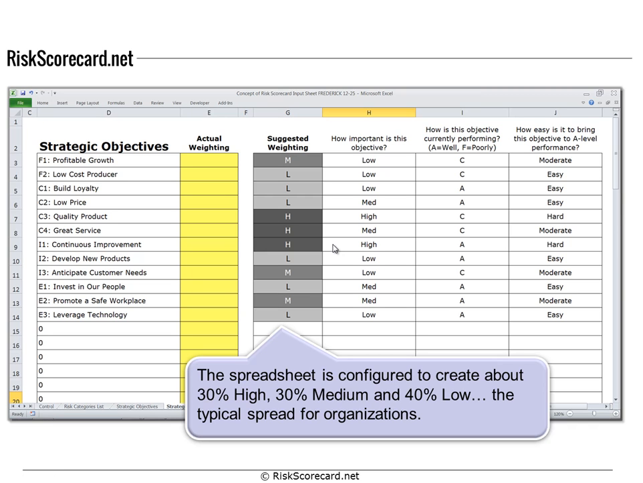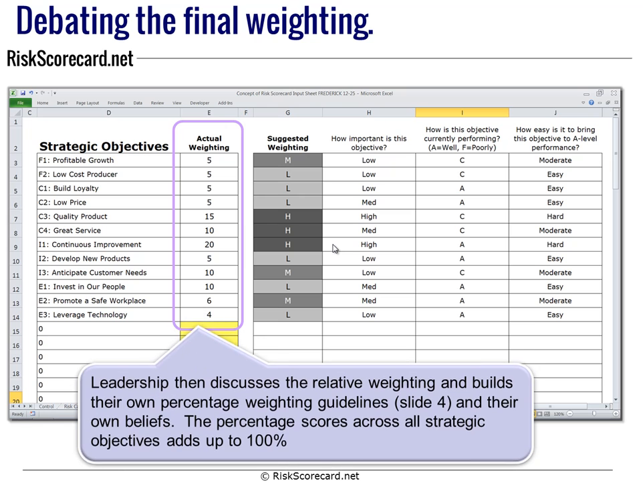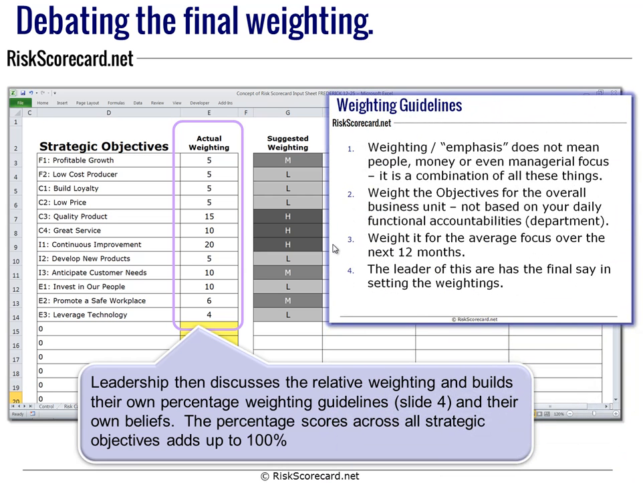Now, it's important to note that this high, medium, and low is just the beginning of the conversation that your leadership team needs to have. What they then need to do is discuss the relative weightings, and the leadership team needs to build their own weighting. We're going to use the guidelines that we brought forward to you in slide 4, the four guiding principles, and combine that with their own beliefs. The percentage scores across all the objectives will add up to 100%. So that's how we come up with the weighting.